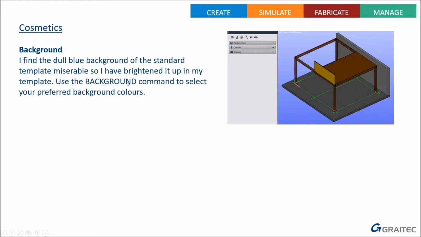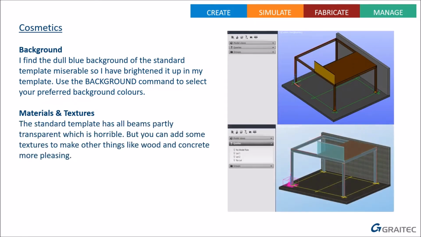So you can type in the command background and then play with the dialog box to change the colors to something more pleasing. I've lightened it up. And why do you want a wet, horrible, miserable day? I've changed it to a nice sunny sky blue, like you see here, much more cheerful.